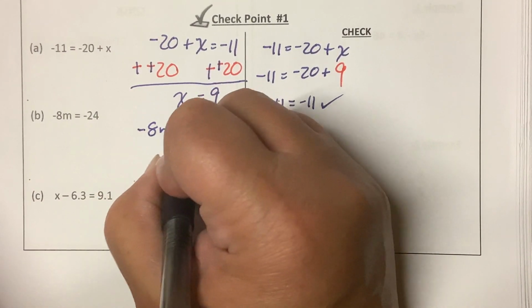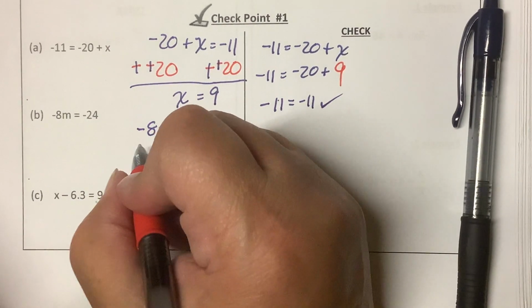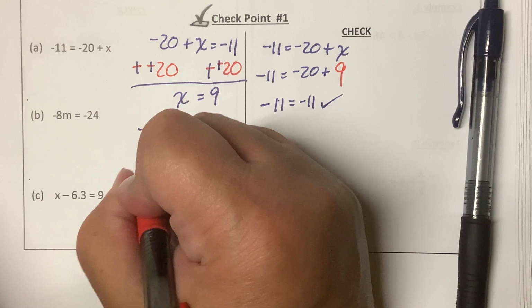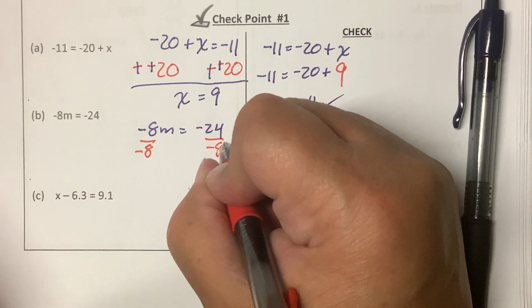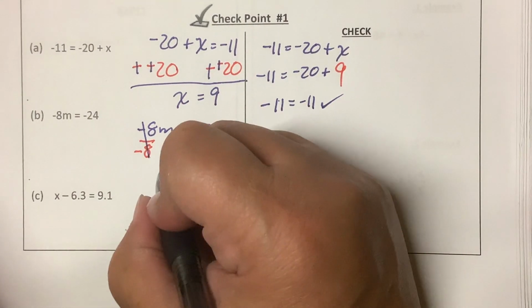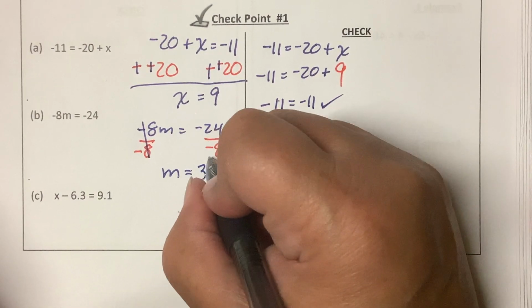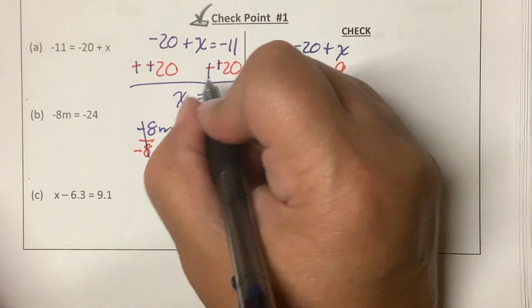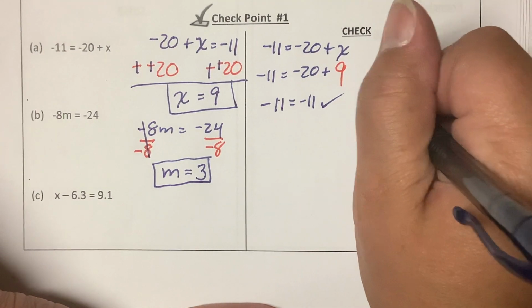All right, the next one, it's multiplication. -8m equals -24. The opposite of multiply by 8 is divide by 8. It's a negative, so divide by -8. -8 divided by -8 is 1. Bring down the m. Negative divided by negative is +3. Box it because it's beautiful. I didn't put a box around that. I put boxes around things. Now to check it, I rewrite the problem.